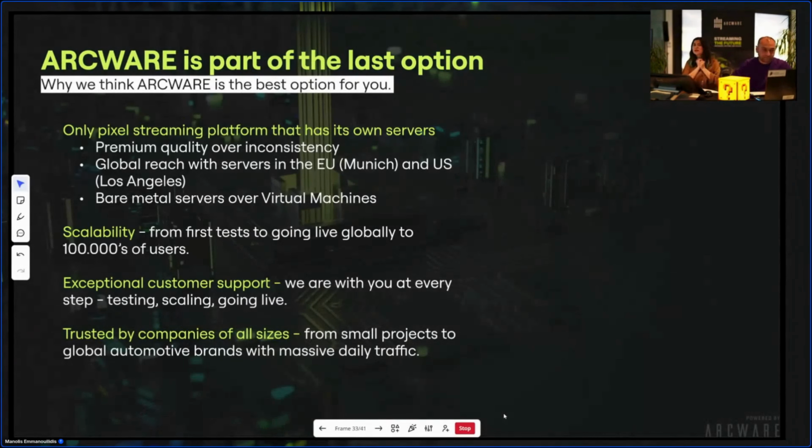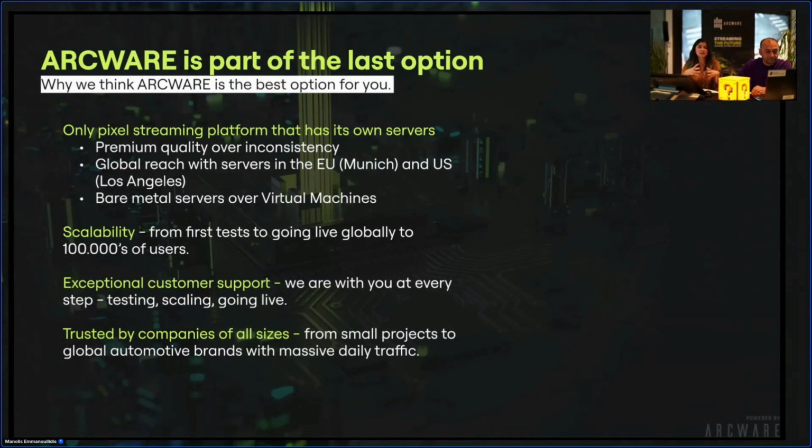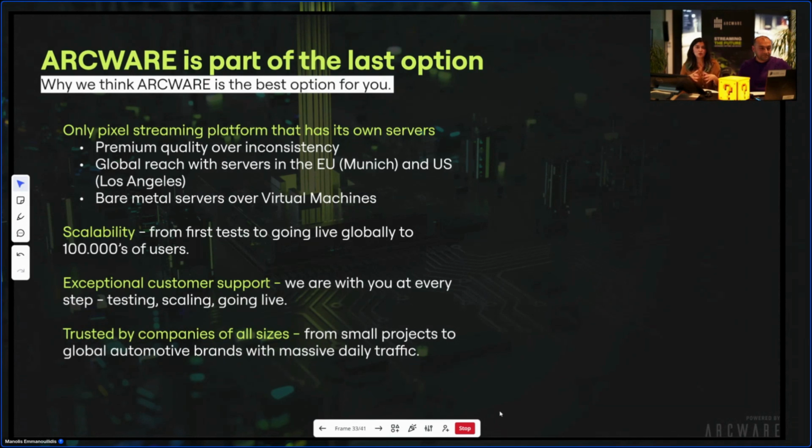I'm going to be talking about us a little bit. I have to talk about us a little bit. So what makes us different? As Arcware, we are the only Pixel Streaming platform with our own infrastructure, and as I said before, optimized for Unreal Engine. That means we really value and offer great quality, high quality, and consistently. That's the most important thing for us, I must say.